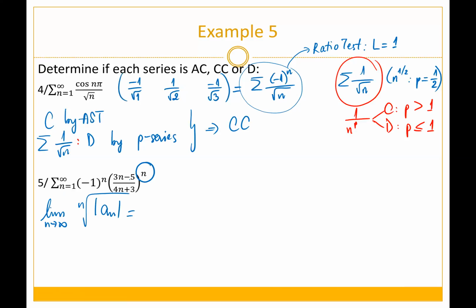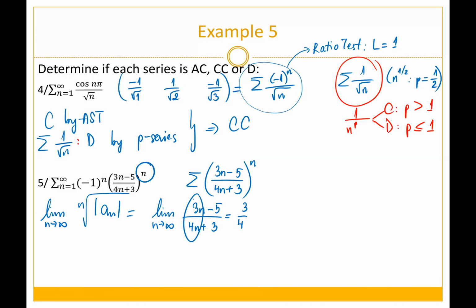So you take the nth root of the absolute value. The absolute value is (3n minus 5) divided by (4n plus 3), right? So you have the limit as n approaches infinity of the nth root, so what we have is (3n minus 5) divided by (4n plus 3). And as n goes to infinity, this one is going to give us 3 over 4 based on just the dominant term in the numerator and denominator. Because the highest power is the same, you only care about the coefficients in front of the dominant terms. So it's going to be 3 over 4, smaller than 1. So it's going to be absolutely convergent by the root test.